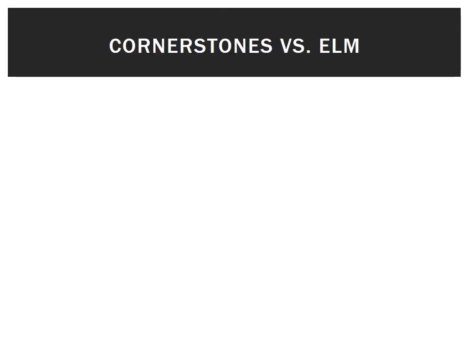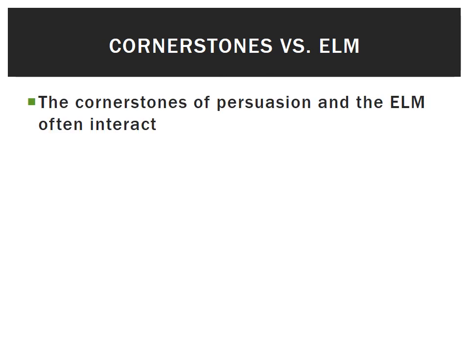Now, as we've talked about the ELM, we've talked a little about how those cornerstones we mentioned earlier map onto it. Let's talk a little more about that right now. Really, the truth of it is that the cornerstones of persuasion and the ELM often interact. It's not the case that one or the other is happening. It tends to be the case that they're both happening and interacting with each other.